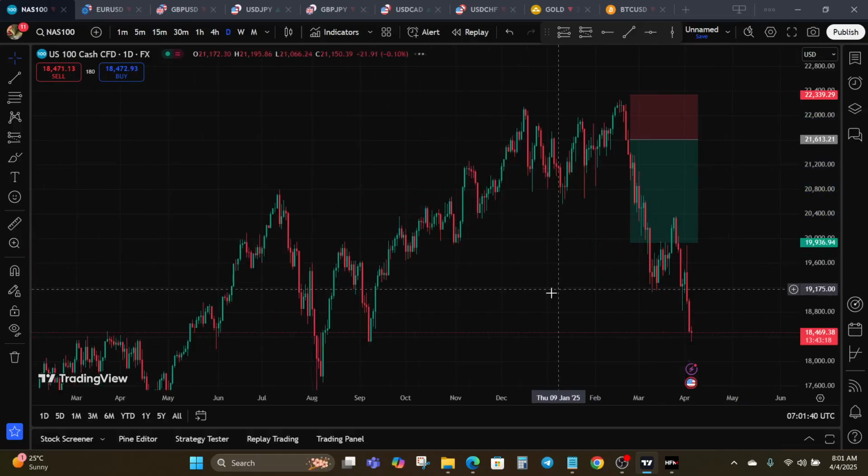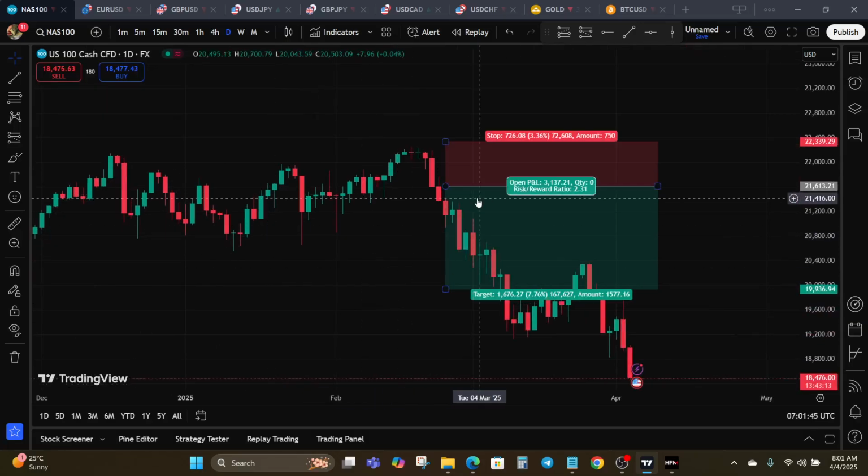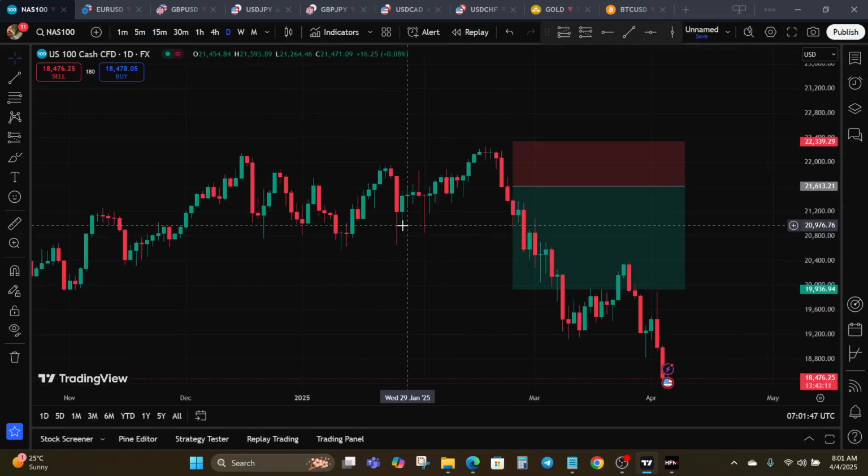All right. Another example could be if you see a bearish engulfing or whatever bearish candlestick pattern that you find.